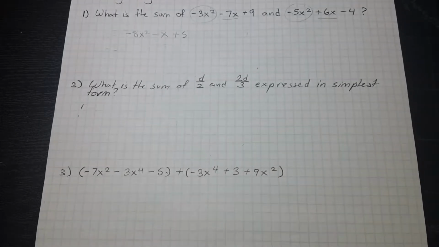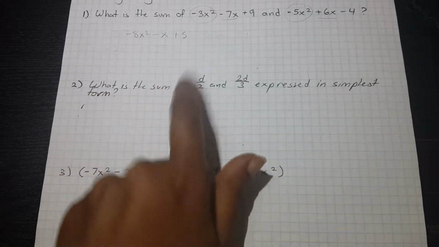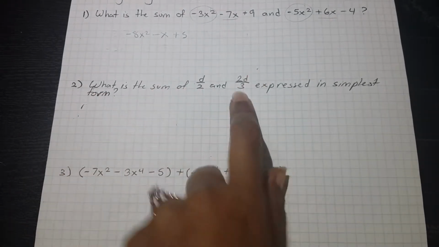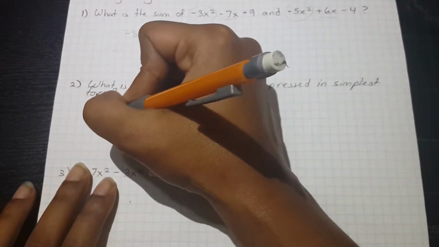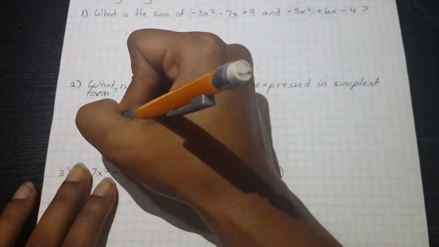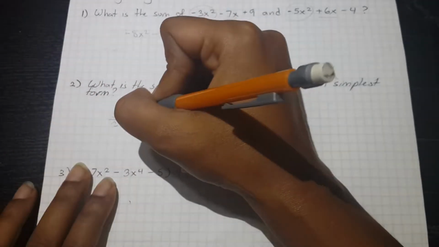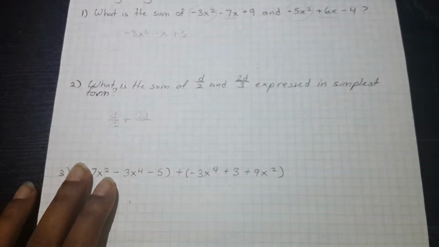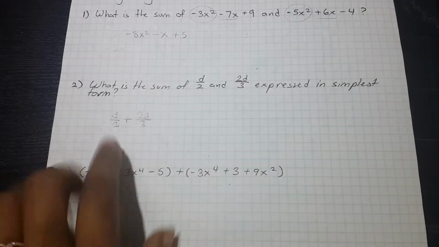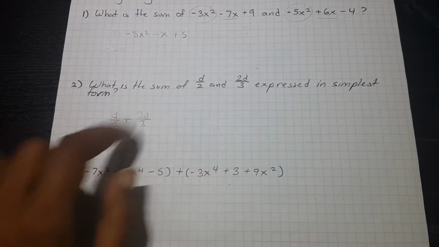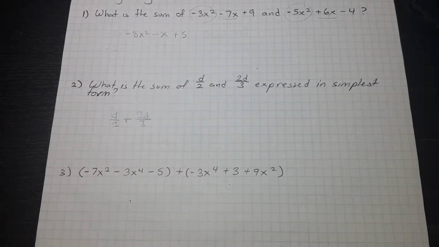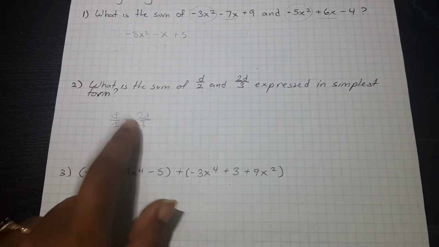Let's move on to the next one. It says, what is the sum of d over 2 and 2d over 3 expressed in simplest form? So I'm actually going to write this out as an expression. And it's good that we're going over one that's in rational form, because you want to practice combining like terms and simplifying. We can't simplify either fraction, they're as simplified as possible, but we do want to combine them.